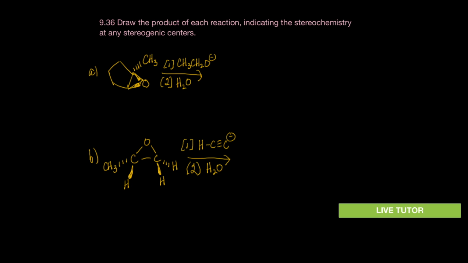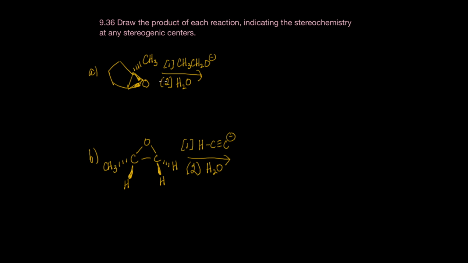Let's get started. Problem 36 here asks us to draw the products from these reactions, including stereochemistry. There's a lot of wedges and dashes here. The first step to think about is what kind of functional group do we have? We have an epoxide. Epoxides react with nucleophiles.